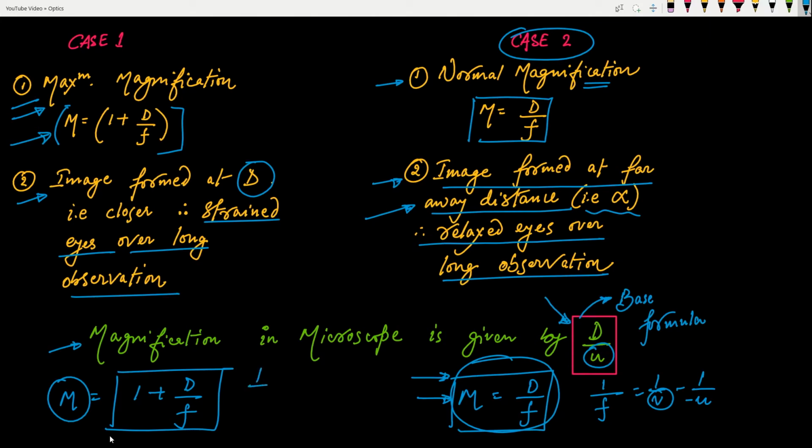Otherwise, what you can do is 1 by f is equal to 1 by v minus 1 by u. We know the image should be formed at the distance of distinct vision, so v will be replaced by minus D, and u will be replaced by minus u according to sign convention. Then find the value of 1 by u, replace it here and you will get this value. Simple as that. So this is the synopsis you need to understand. If you understood this concept, then the concept of compound microscope will be absolutely easy. So let's now jump into compound microscope.